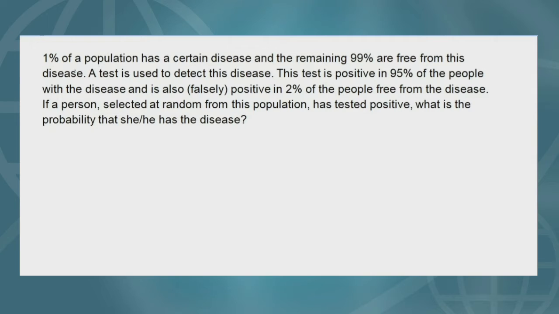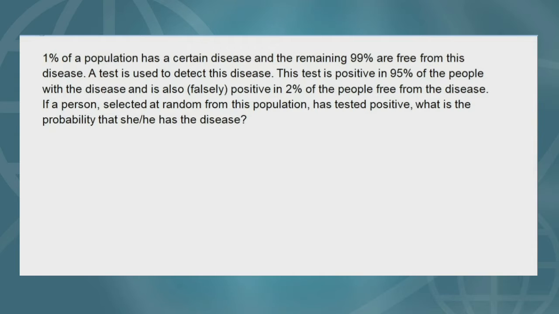Given this problem, 1% of a population has a certain disease and the remaining 99% are free from this disease. A test is used to detect this disease. This test is positive in 95% of the people with the disease and is also falsely positive in 2% of the people free from the disease. If a person selected at random from this population has tested positive, what is the probability that he or she has the disease?